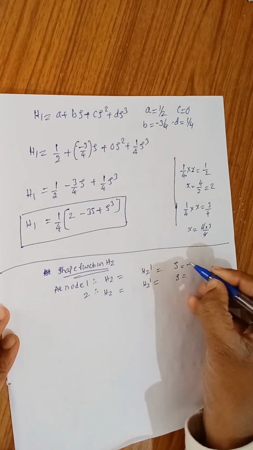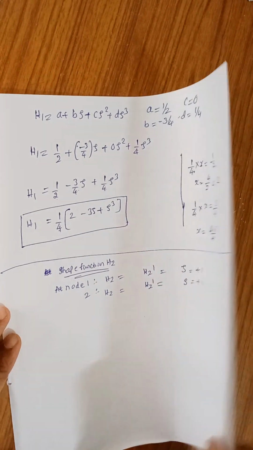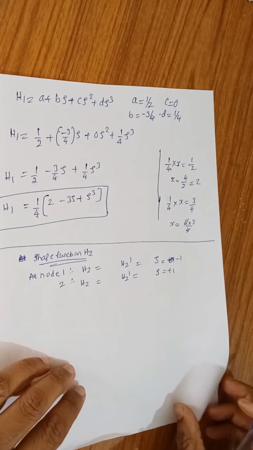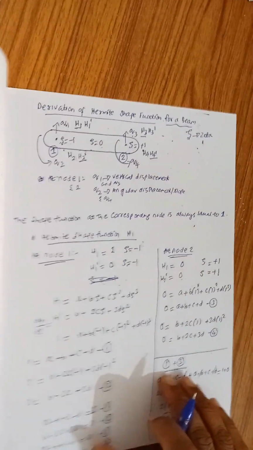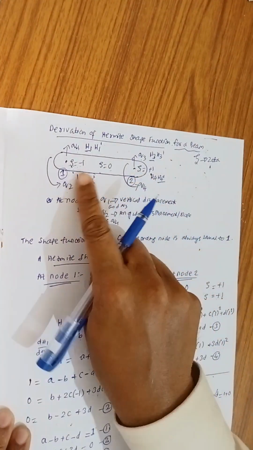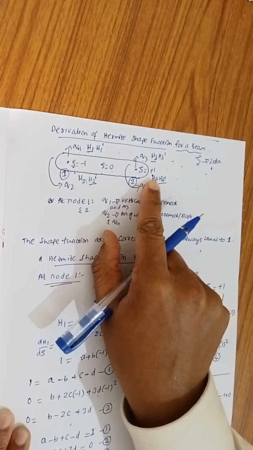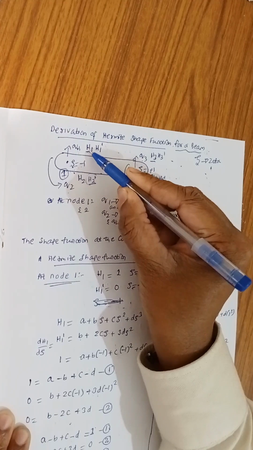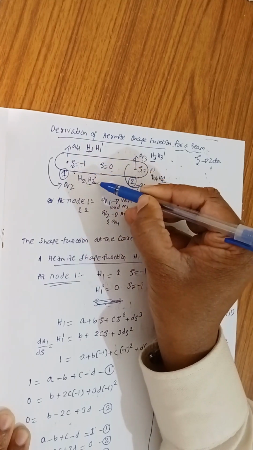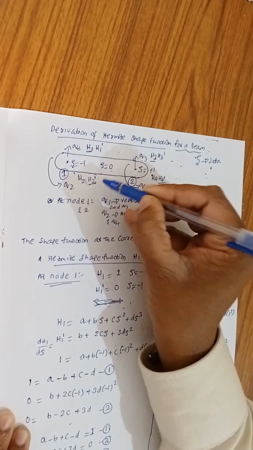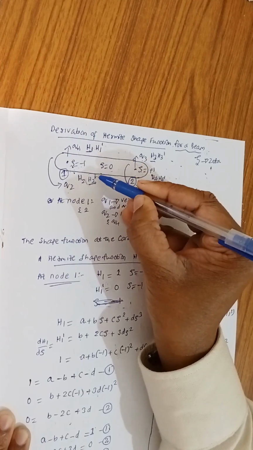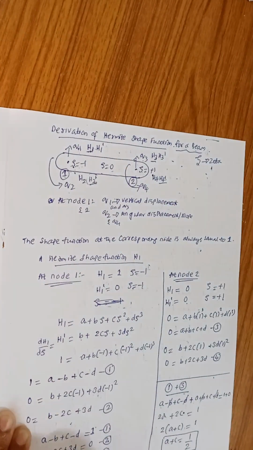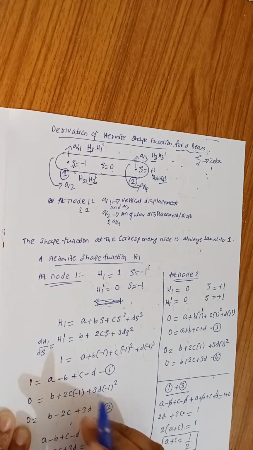The value of zeta at node 1 is going to be minus 1, and at node 2 it is going to be plus 1. You can clearly see here at node 1 it is minus 1, and at node 2 it is plus 1. And now see what the value of h2 dash is. h1 is the vertical displacement and h2 dash is the rotation. Therefore at node 1, h2 will be 0 and h2 dash is going to be 1. Apart from that, all others will be 0.